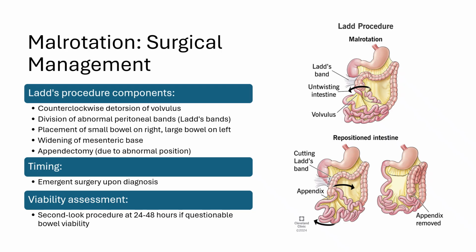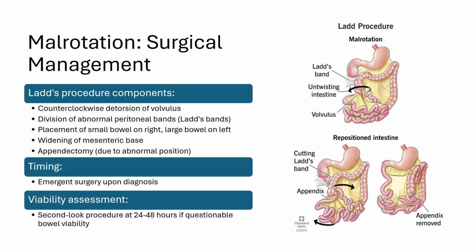Placement of small bowel on the right and large bowel on the left creates what's called non-rotational anatomy. This positioning may seem counterintuitive, but experience has shown that attempting to create normal anatomy doesn't work. The non-rotational configuration is stable and functional, reducing the risk of future volvulus by eliminating the narrow mesenteric base.